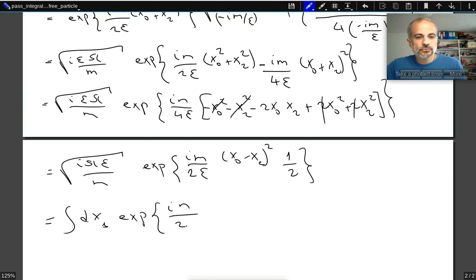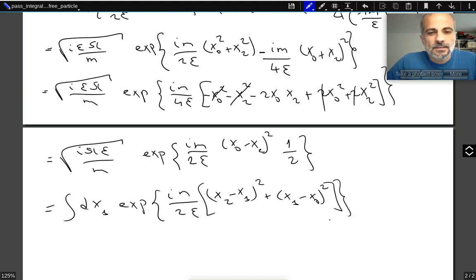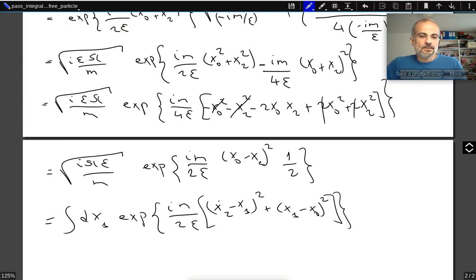i m over 2 epsilon, x2 minus x1 squared plus x1 minus x0 squared. Now, one can see that this term, the result of this x1 integral, is actually very similar to just one of these terms over here. The main difference is that we have this additional factor 1 over 2.